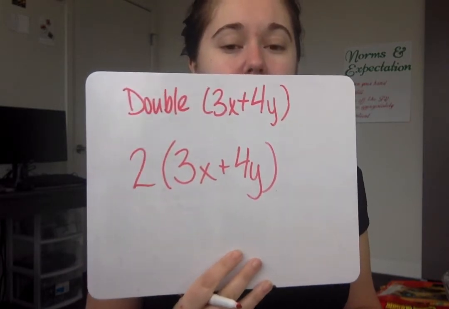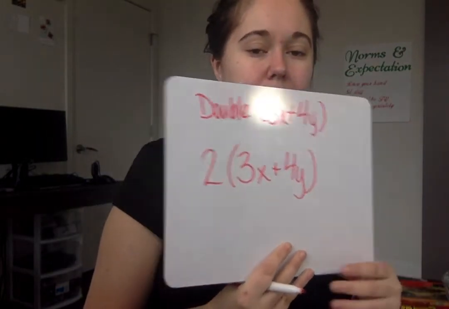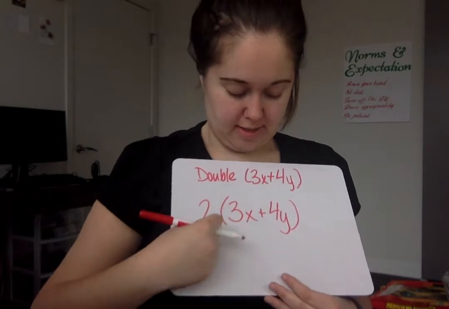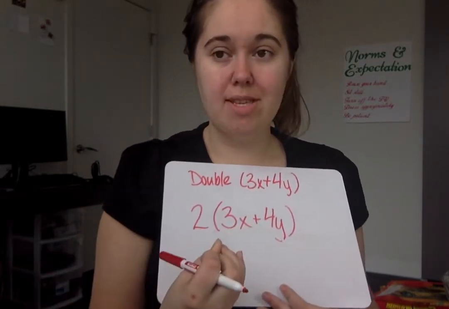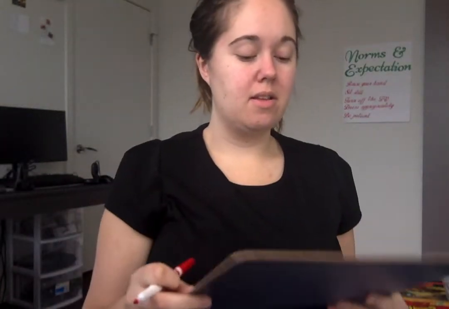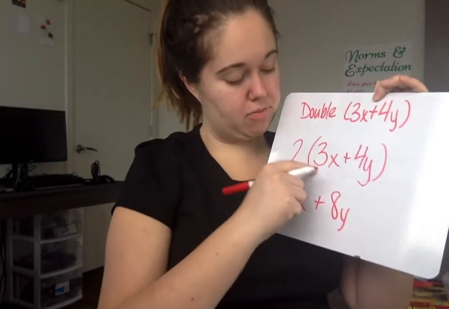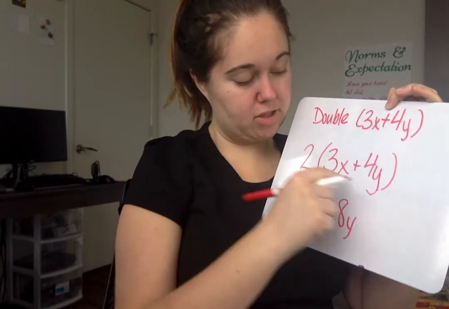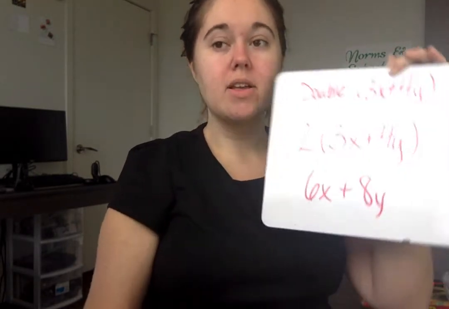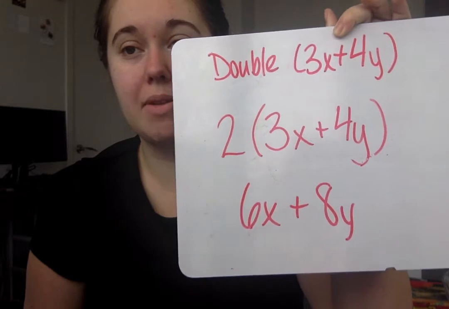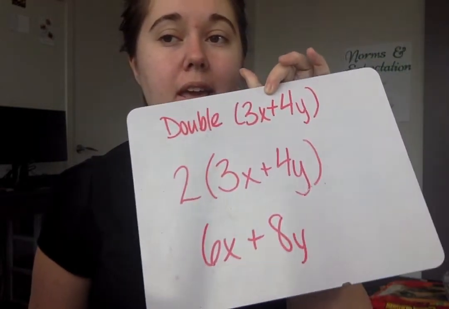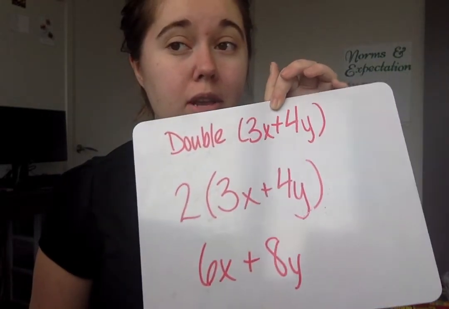But wait, we just realized that we can multiply this and then this and kind of simplify it, right? So really, we can write that as 6x plus 8y. I got the 6 by multiplying 2 times 3. I got the 8 by multiplying 2 times 4. So there we go. That's different ways we can write it. Is this expression in factored form, expanded form, or neither?